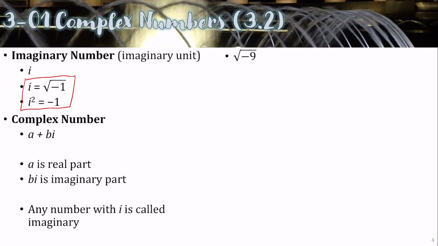Let's simplify some square roots. Square root of -9. Well, we could divide this into 9 times -1. Square root of 9 is 3. Square root of -1 is i.